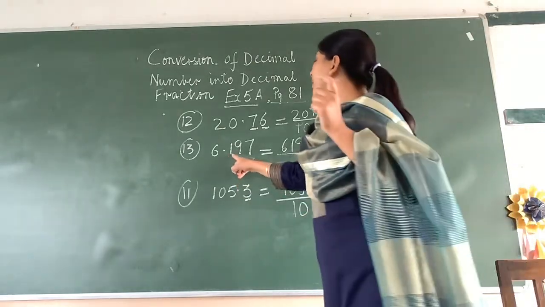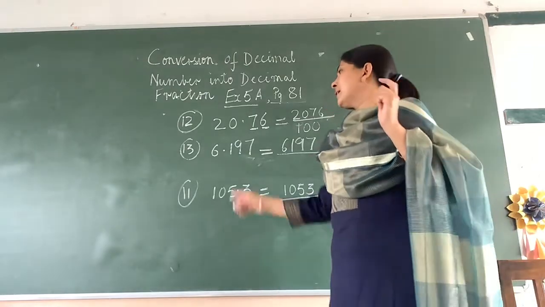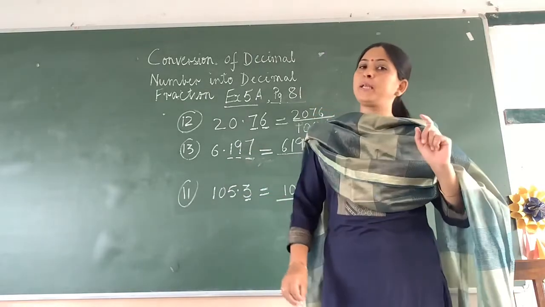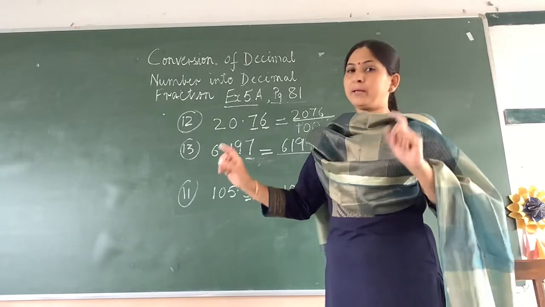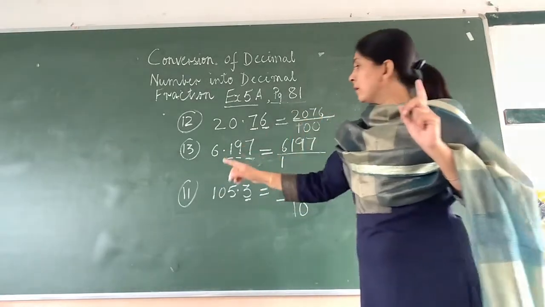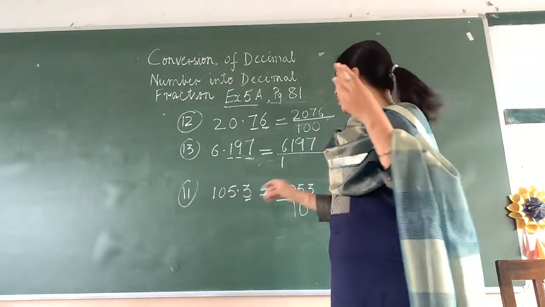Now, 6.197 has how many decimal places? It has 3 digits after the decimal point. So, it has 3 decimal places. So, what will our denominator be? Our denominator will contain 1 and how many zeros? 3 zeros.